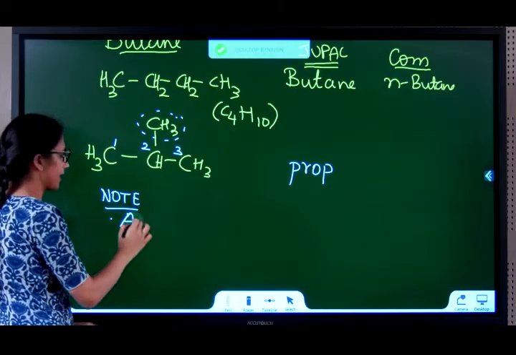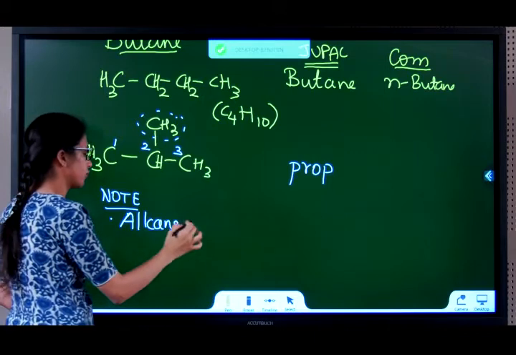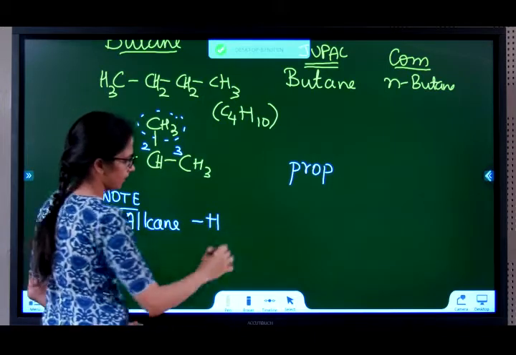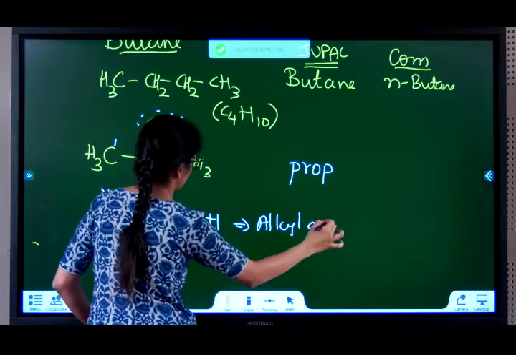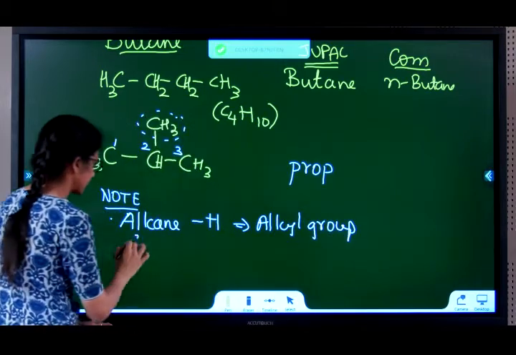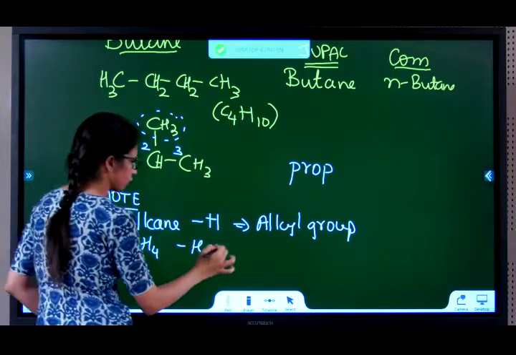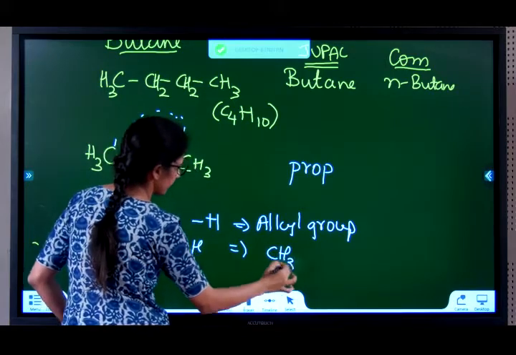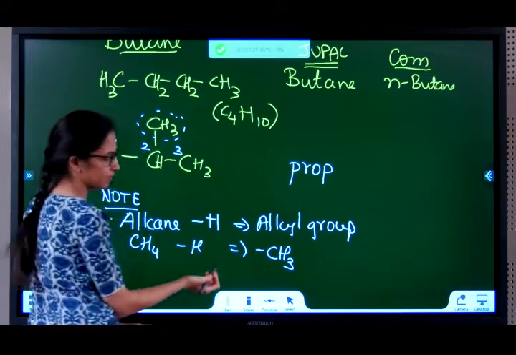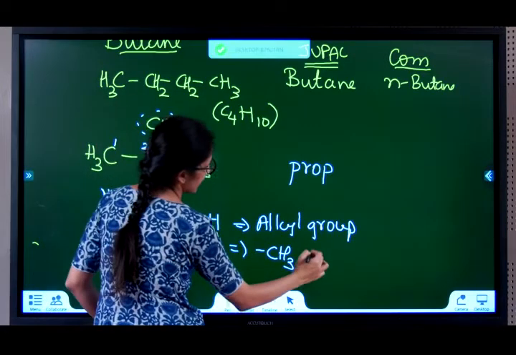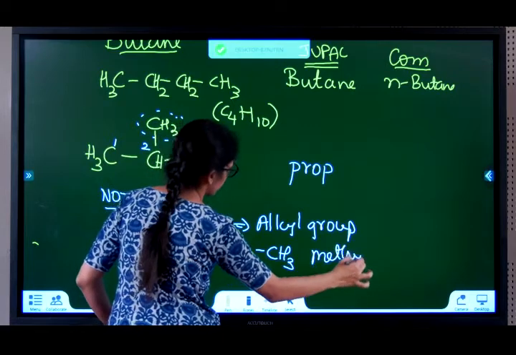If you take an alkane and you remove a hydrogen from it, it will give you an alkyl group. CH4 minus H gives CH3, which is not a satisfied compound. It's a group because one H is missing, so one bond is pending. The name of this group is methyl group.